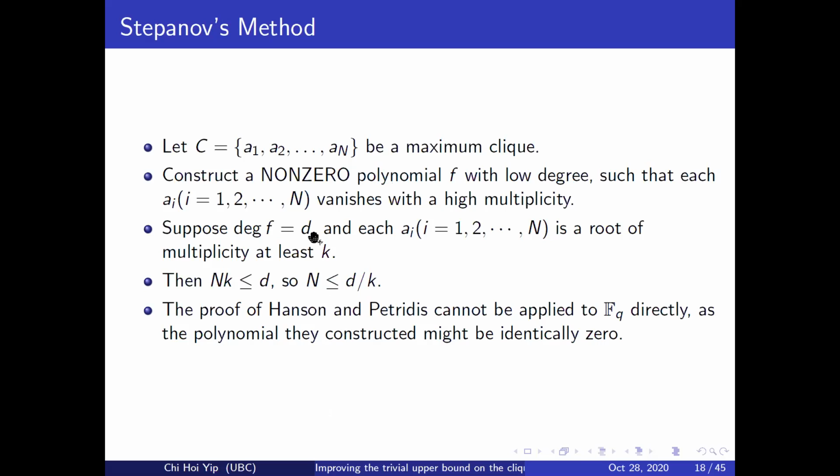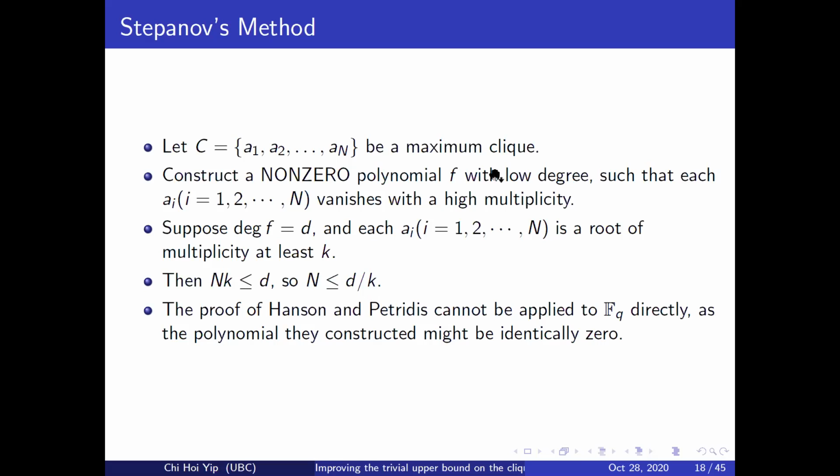So suppose the degree of f is d, and suppose each root ai is a root of multiplicity at least k. Then we can just use the degree bound because f is a polynomial with degree d. It has at most d roots, but we have shown that it has at least capital N times k roots. So we have capital Nk is at most d, and it follows that N is bounded by d over k. Because we want to give an improved upper bound on capital N, we want to minimize the right-hand side, which is d over k.